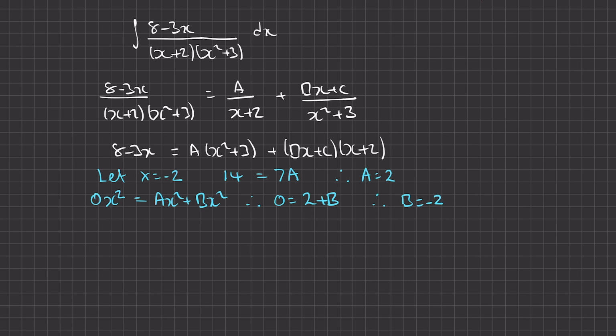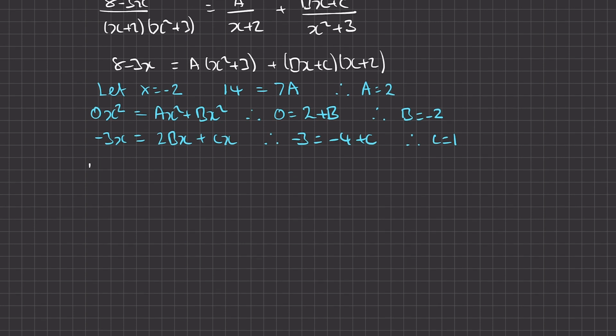And the next one we can do is use the coefficient of x, which is negative 3. So negative 3x is equal to the Bx times 2 and the C times the x. So negative 3x is equal to 2Bx plus Cx. We'll cancel out the x's. So negative 3 is equal to negative 4 plus C. So therefore, C must equal 1.